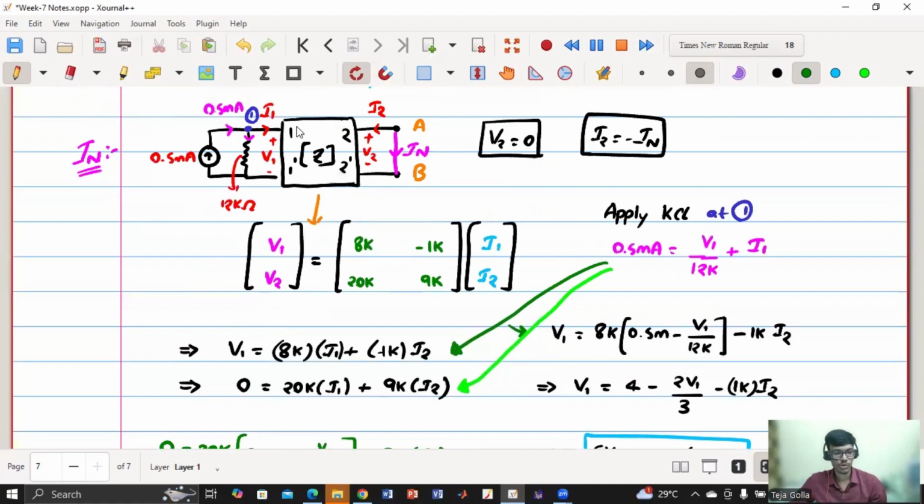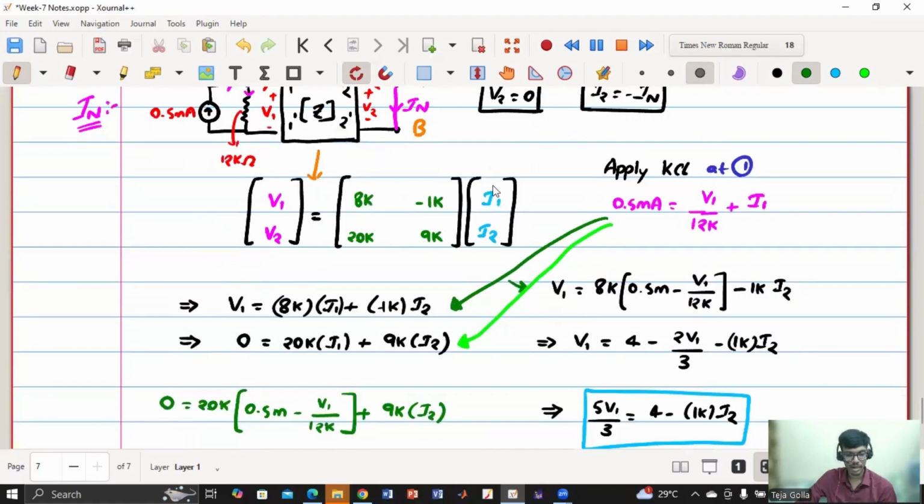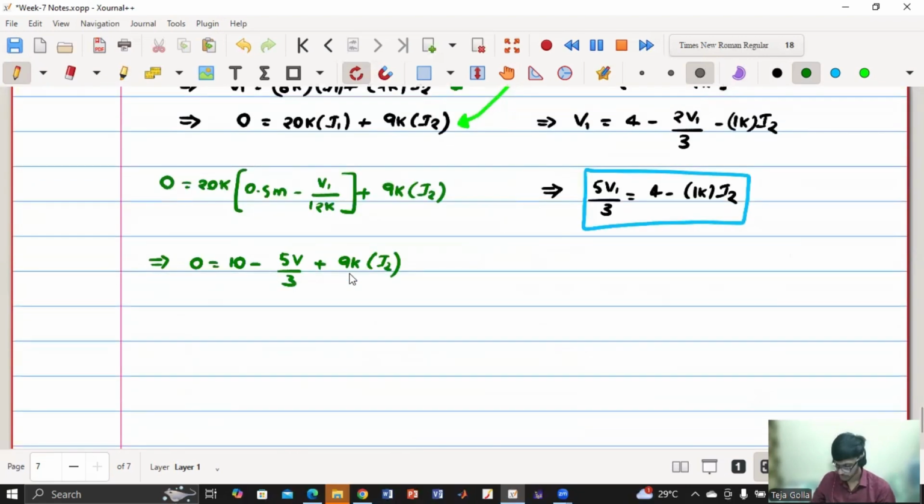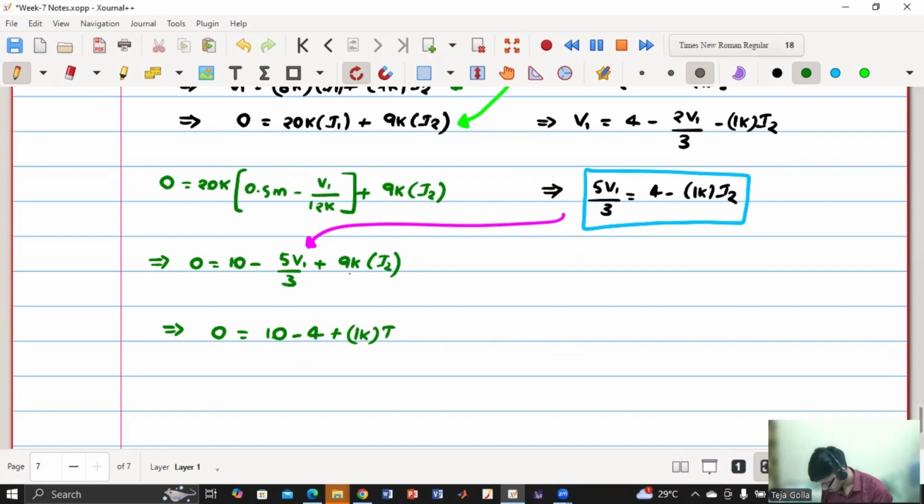So you need not follow the steps I am following. You just have to manipulate it to find I2. So you have three equations, and how many unknowns? Three unknowns are there. So you have to find I2 from these three equations. You can use your own way, but I have just manipulated it and got this equation. So now I'll substitute 5V1 by 3. So this is 5V1 by 3, right? I'll substitute it here. I'll get 0 equal to 10 minus 4 plus 1K into I2 plus 9K into I2.